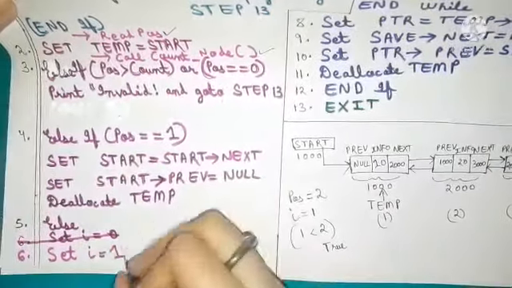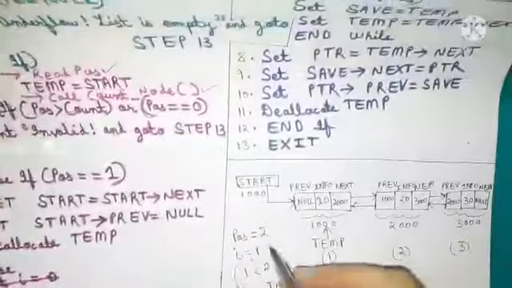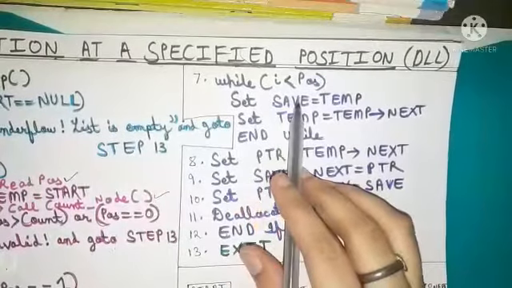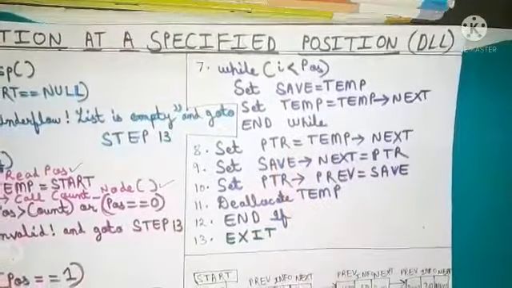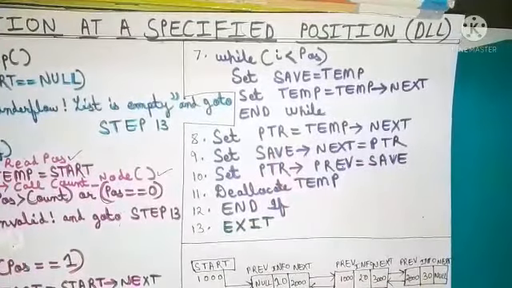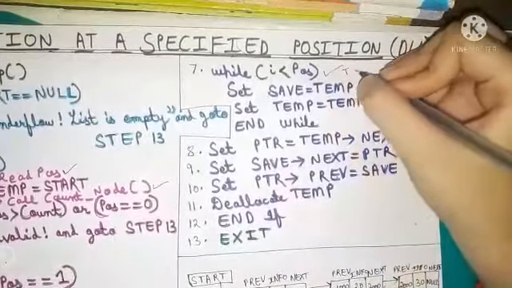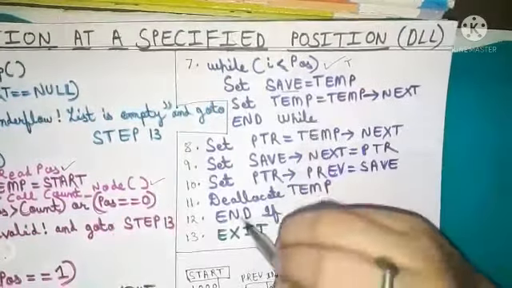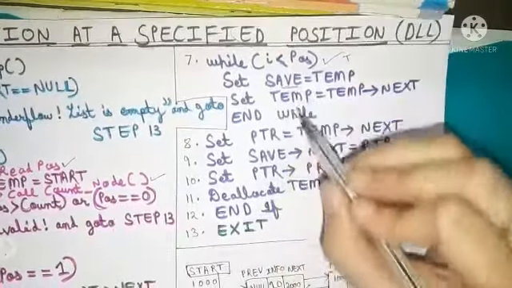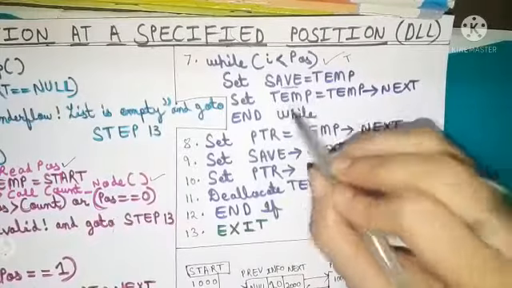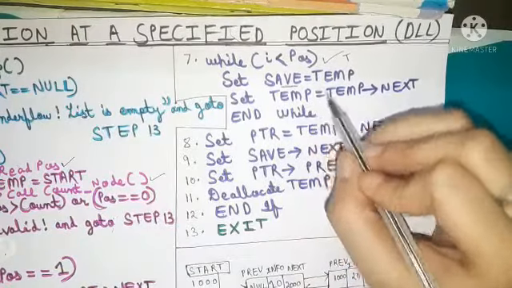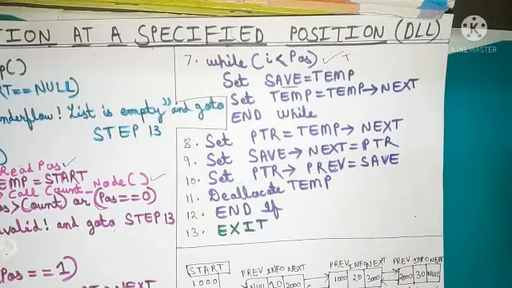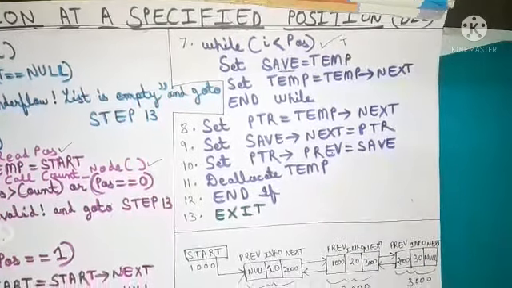We will set i is equal to 1. Then we will use the while loop, while i less than position. While 1 less than 2, this condition is true. So this while loop will be executed. Here we will use another pointer as save, so that it can save the address of our temp node, that is the just previous node from the node which we want to delete. It will be clear when you see the diagram.